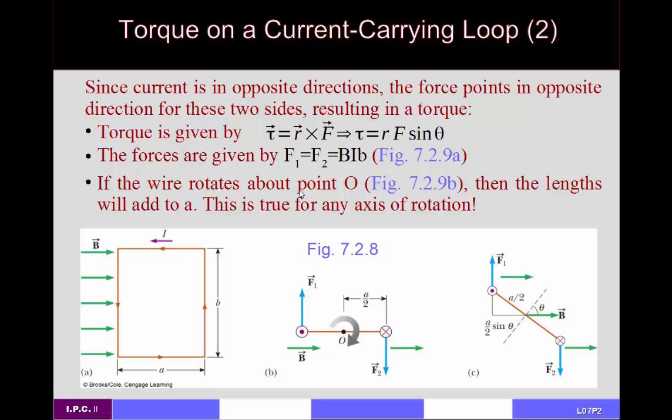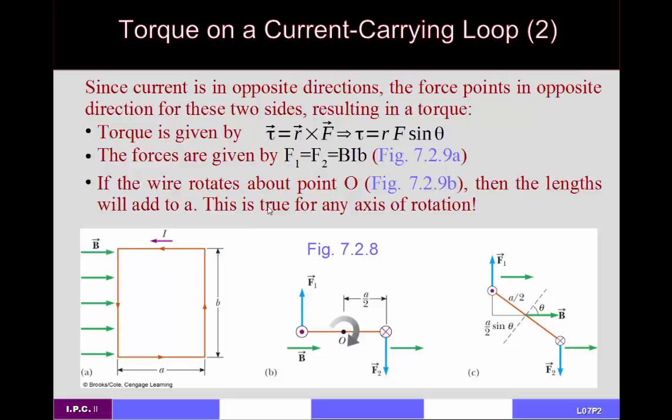B-I-b, and the wire is going to rotate about point O, which is midway between these two wires. Midway between these two wires. So point O would be basically this axis along here. That means that each of these forces is acting a distance a over 2 away from the axis of rotation. If the wire is rotating about point O, then, by the way, regardless of what axis you choose to be your axis of rotation, the two lengths are going to add up to A.